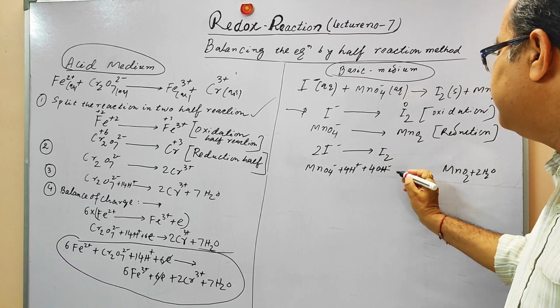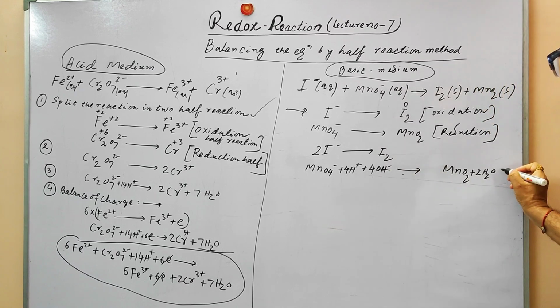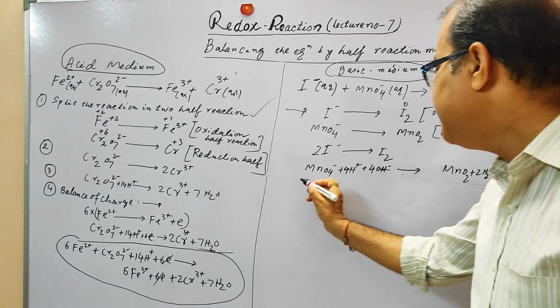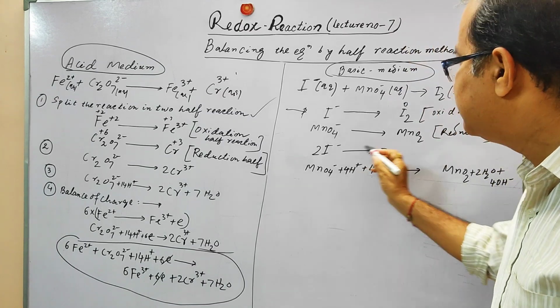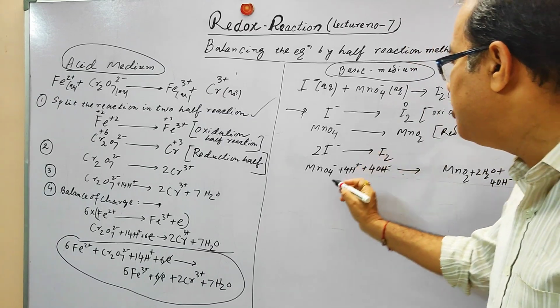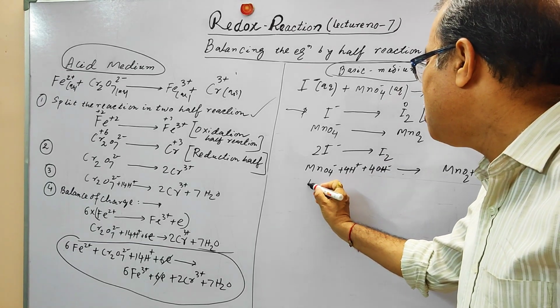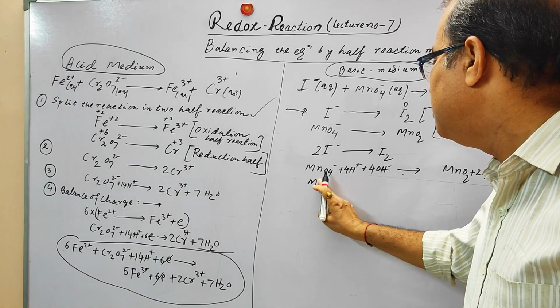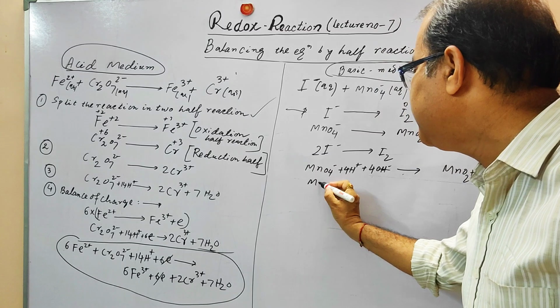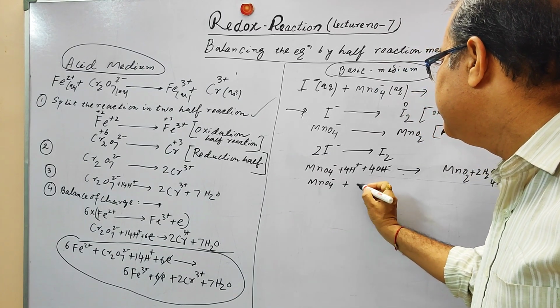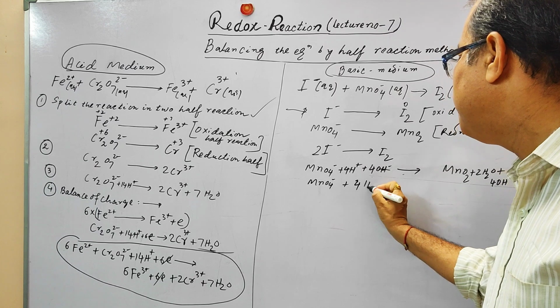4 OH minus ions on the left hand side, and the same amount of ions we have to put here. And in the next step, this H+ and OH minus has been converted into molecules of water. So if we put this as water molecules, you will see it will have a total of 4 molecules of water.